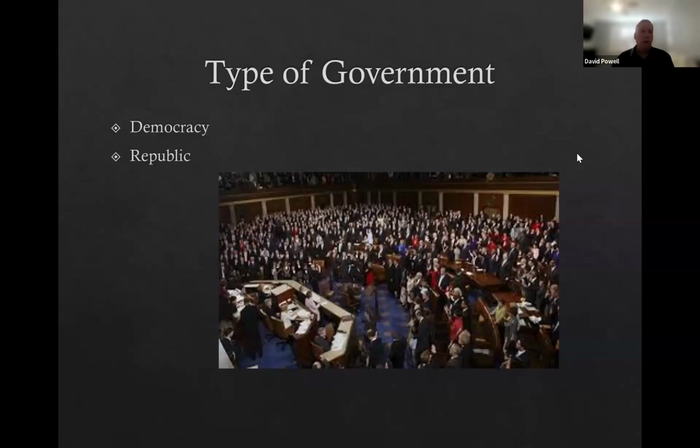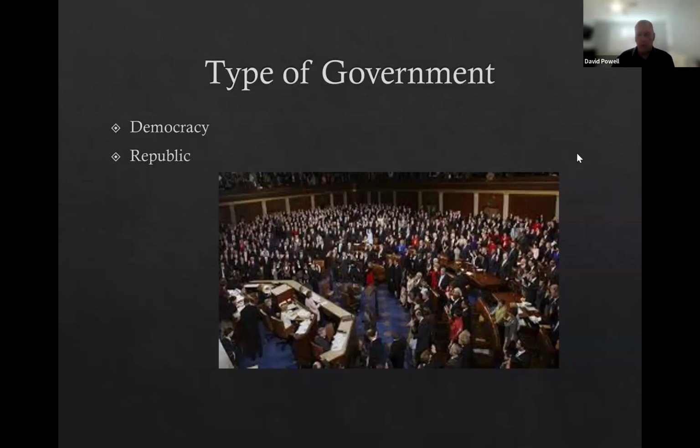As you all know, we are a democratic republic. So we combine elements of both a democracy as well as a republic. And you've probably heard it before, but there's that famous quote from Benjamin Franklin when he was asked by someone, what type of a government do we have? And Benjamin Franklin said, a republic if we can keep it.